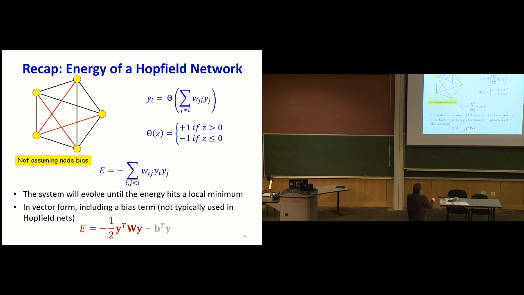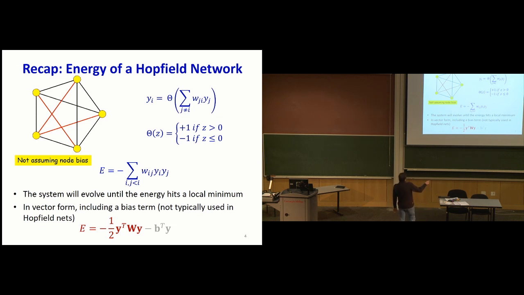We defined an energy function, which is the weighted combination of products of pairs of neurons in the output, where the weight itself is the weight that connects the two neurons. Now, again, remember that this network is symmetric. So this was simply the summation over i, j of w_ij y_i y_j.